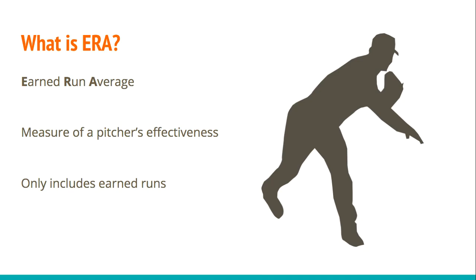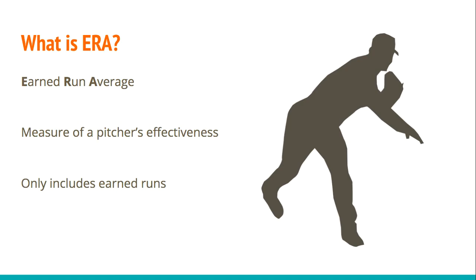Essentially, it's how many runs a pitcher would give up if he pitched the entire game. So if he pitched an entire 9-inning game, how many runs would the other team score? Now, this rarely happens, so we have to use this average to project what would happen if someone were to pitch the entire game. Obviously the object of the game is to score more runs than your opponent, so the lower the ERA, the better, right? The pitcher is preventing other teams from scoring runs.